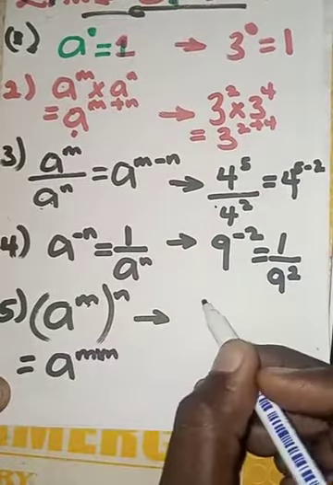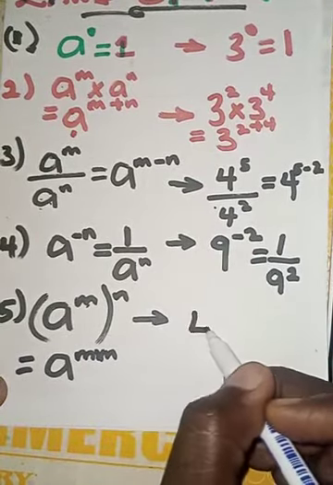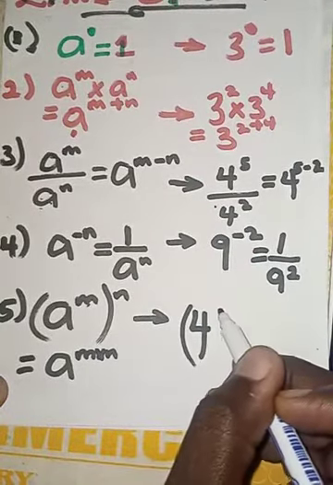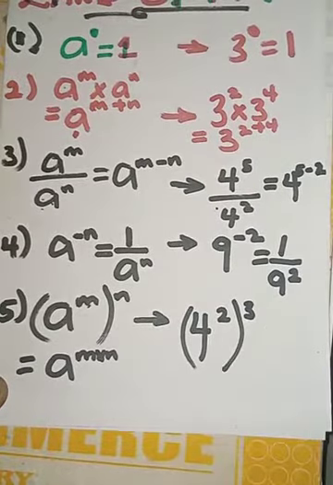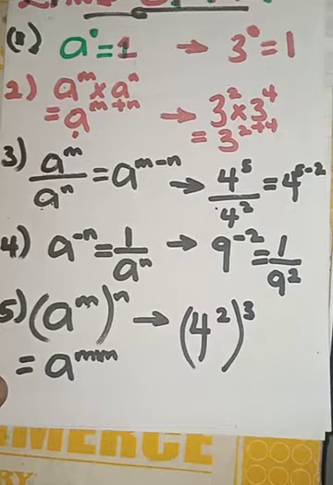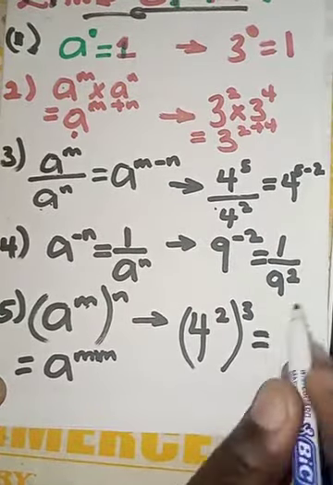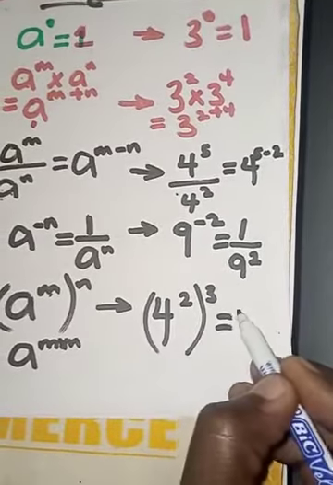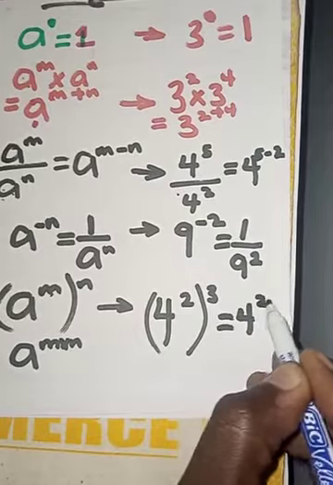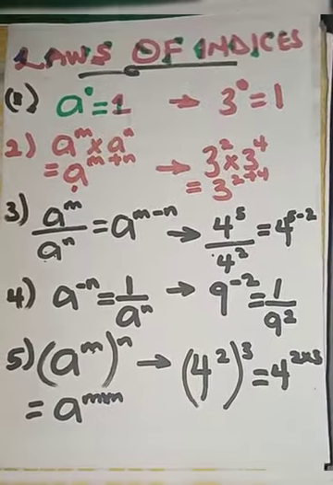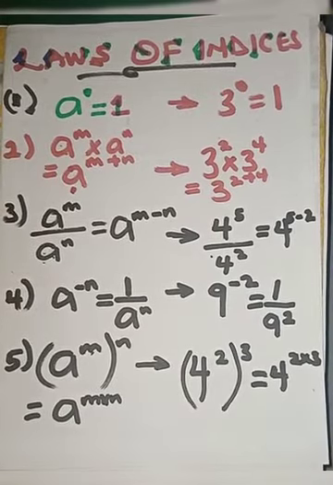A good example is when we have, let's say, 4 raised to power 2, then close brackets, raised to power 3. The two powers involved here are 2 and 3. So in that case, we are going to have 4 raised to power 2 multiplied by 3, and that's going to be 6. So these are the major laws of indices we'll be using to solve indices problems.